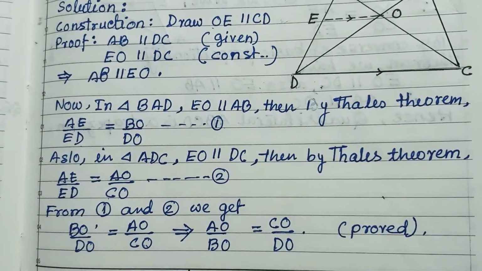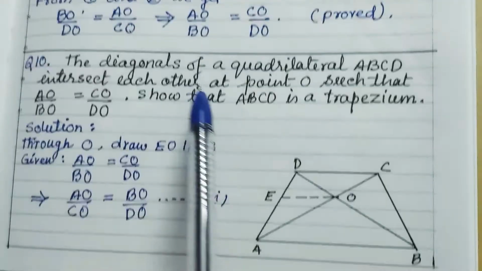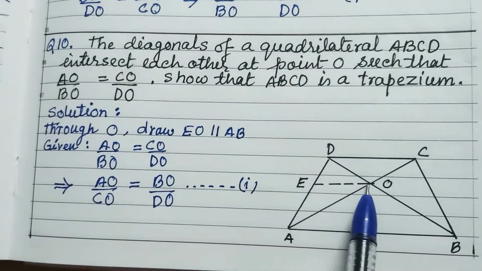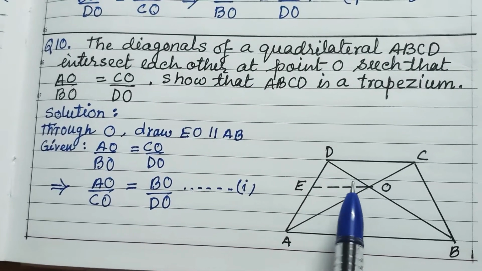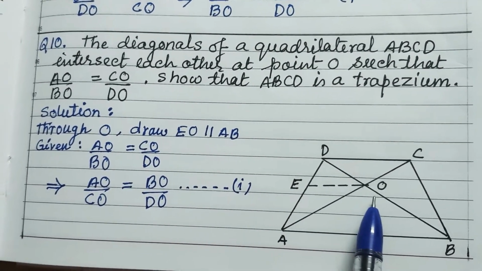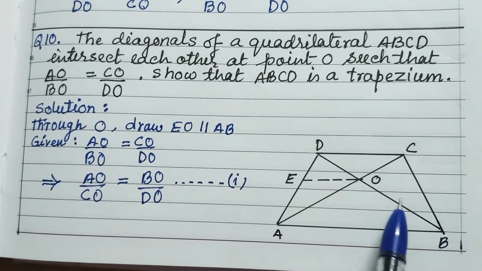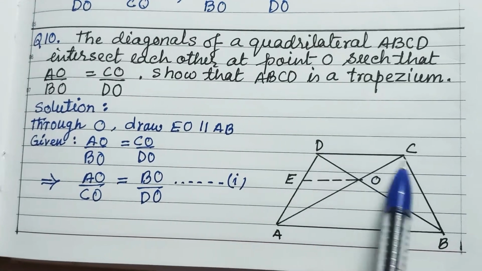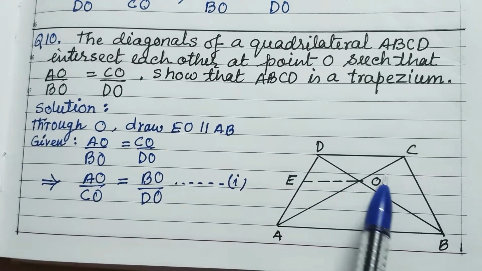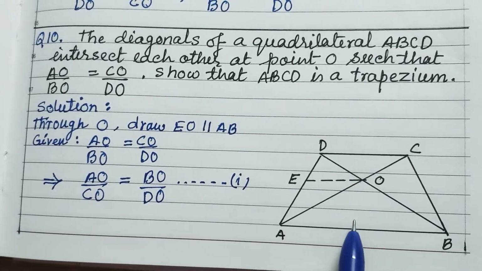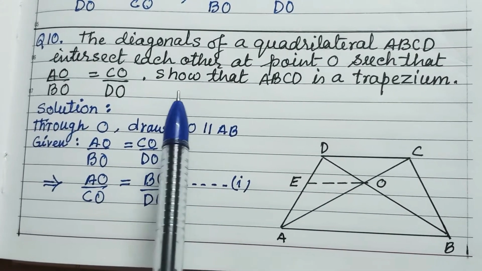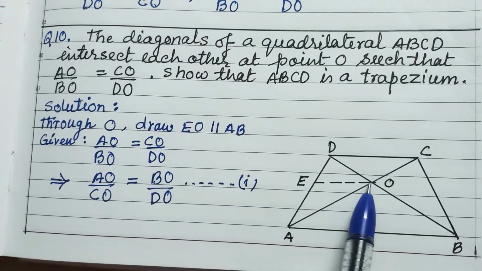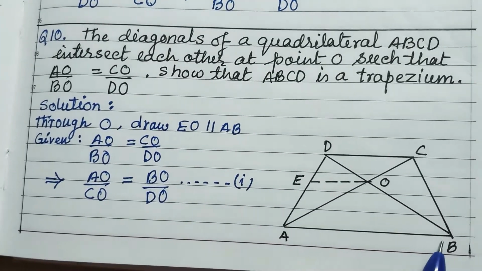Proved it? Next question: the diagonals of a quadrilateral ABCD intersect each other at point O such that AO upon BO is equal to CO upon DO. It is a quadrilateral, not a parallelogram, so we don't know whether these lines are parallel. Now through O, draw EO which is parallel to AB.